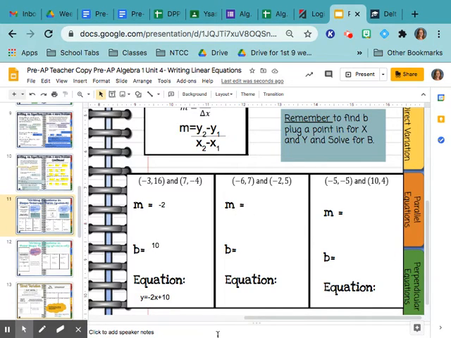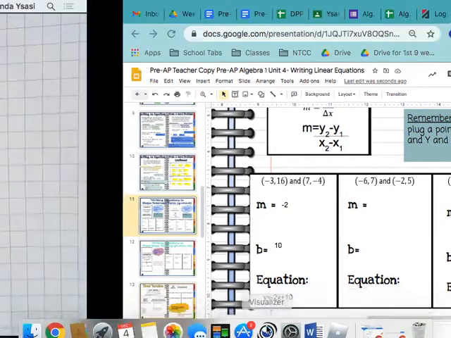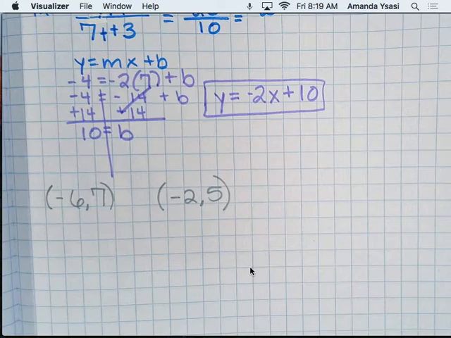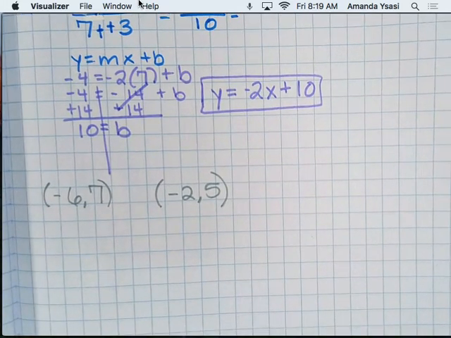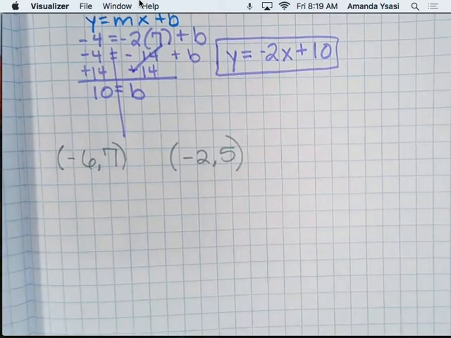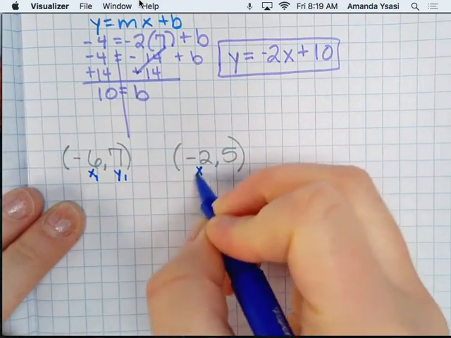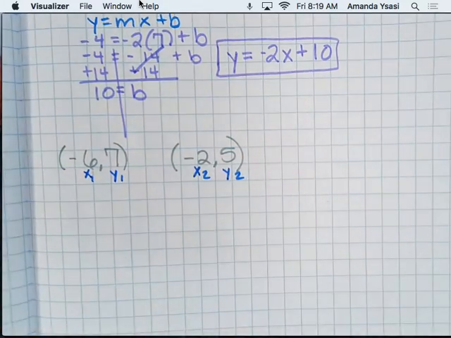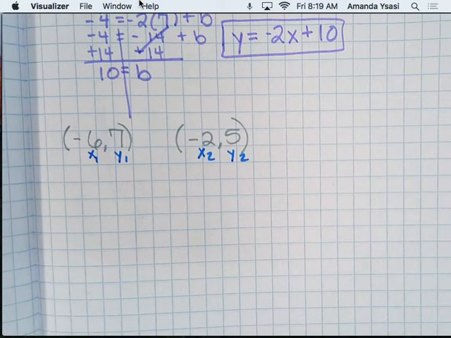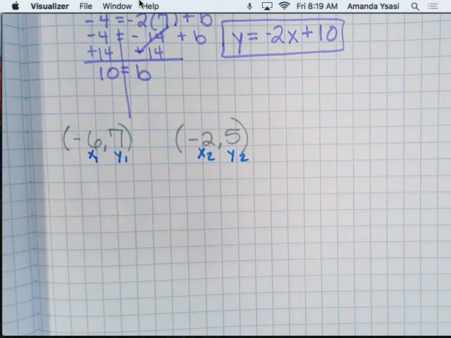Write down the next 2 points. We're going to work those out. Once you write down the points, label your x1, y1, x2, y2. First step is to find your slope using the formula y2 minus y1 over x2 minus x1.